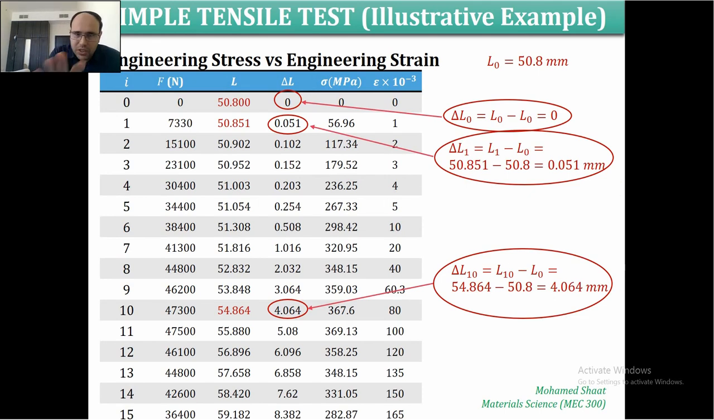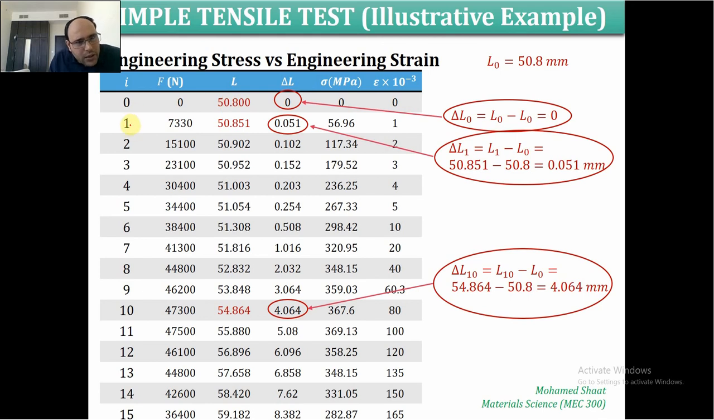Here the objective in this example is to calculate the true stress, the engineering stress and engineering strain. How? This is the table. Your objective is just to prepare a similar table. These are the instants of time. For instant 0, the force was 0 and the length was original, 50.8 millimeter if you remember. Here we are working with the metric system.